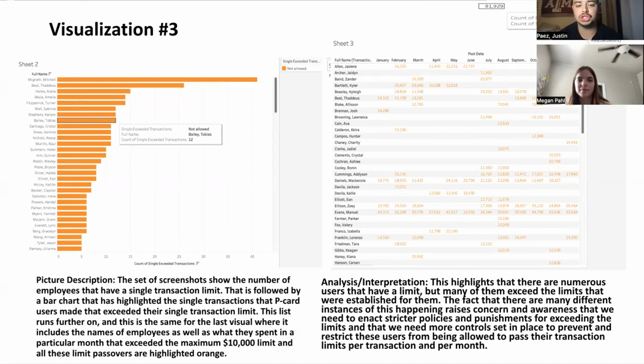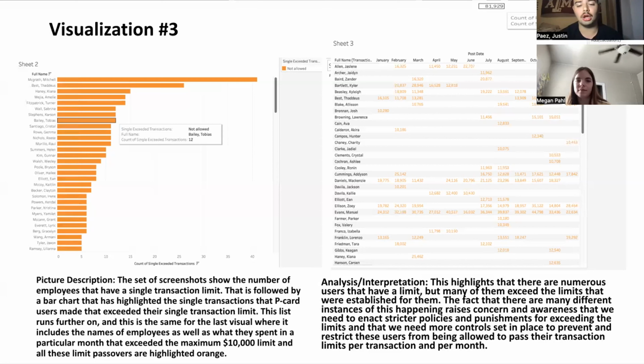And then moving to sheet 2, you can see the chart has a count of employees if they exceeded their single transaction limit, and it's a count of the number of times they've done so. And then sheet 3 has the dollar amounts for a certain month per employee if they exceeded the $10,000 limit, which is the monthly limit for employees.